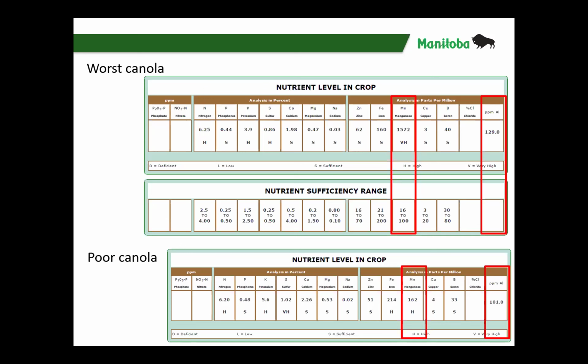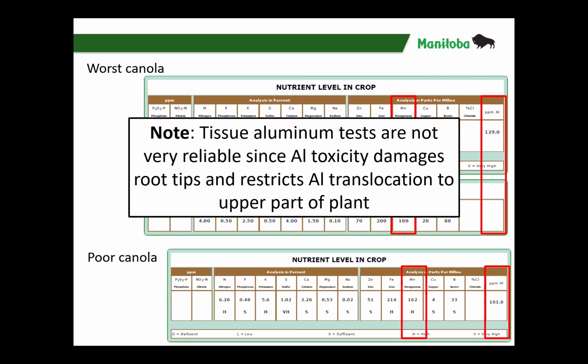Now, one of the things we really need to point out on the aluminum is that if you're ever worried you have this kind of problem, tissue aluminum tests are not reliable. The reason for that is that aluminum toxicity tends to damage the tip of the root, and it will restrict how much aluminum is translocated to the upper part of the plant. So this number would have been higher if the plant could have taken up more aluminum, essentially, is what could have happened there.